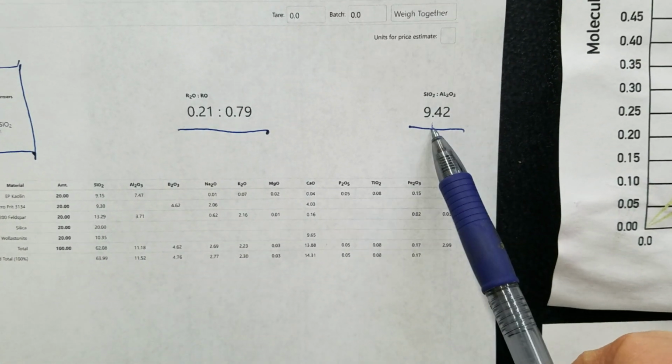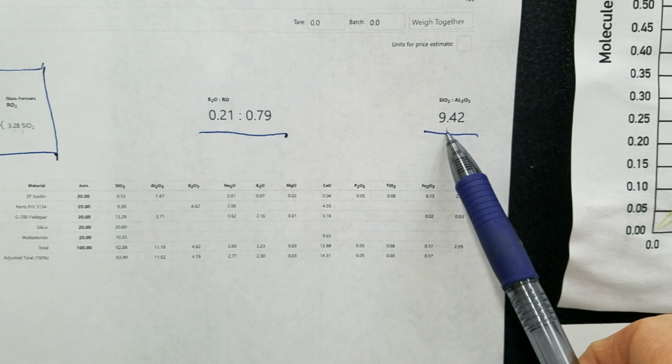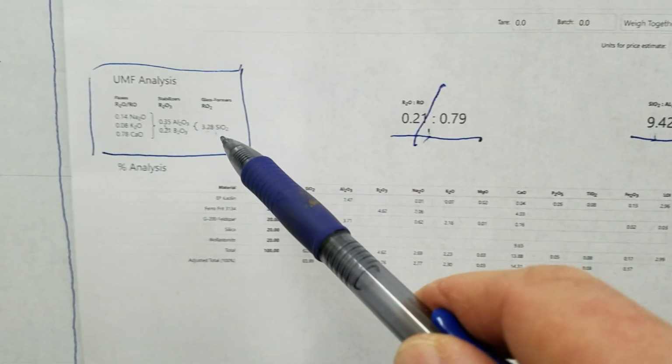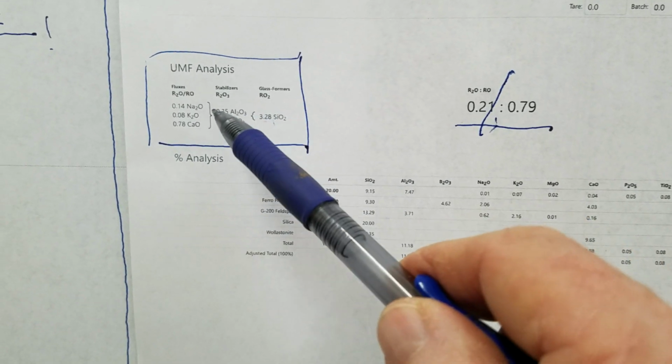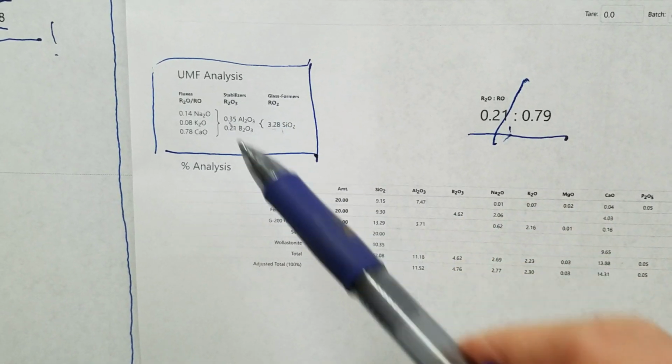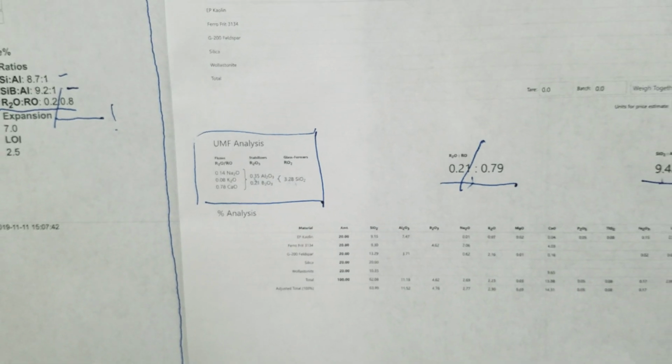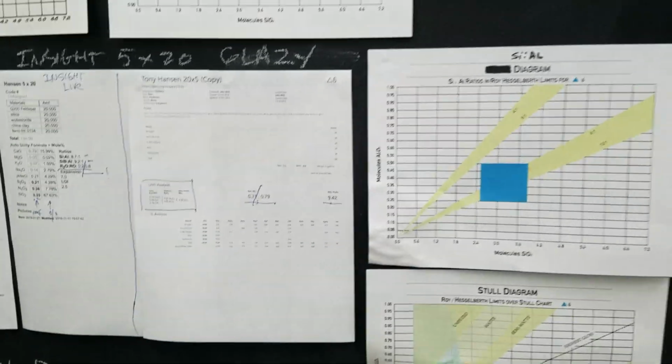And Glazy now has a silicon alumina ratio. They have this R2RO, and then this analysis. They also have an extended analysis, which they're just starting to use, but could be good in the future. We'll see. Okay. All right. So we did that pretty good, I think.